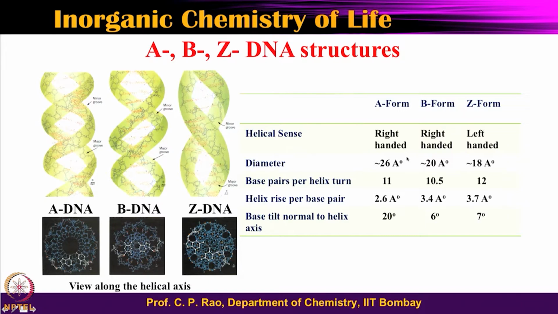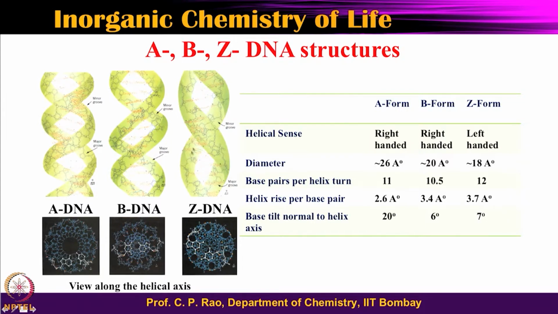Now, let us look at what we have on the right side. The A type and B type are right handed helices, and the Z type is a left handed helix. As you can see, it is going like this, whereas here it is going like that. So, this is called right hand and left hand. I am sure you are aware, right hand is going in the clockwise direction, and the left hand is going towards the anti-clockwise direction. Okay.